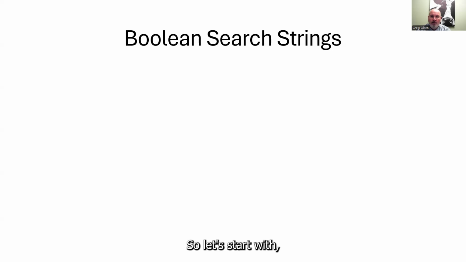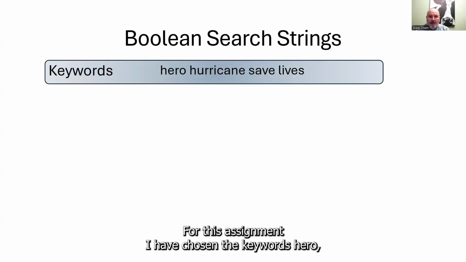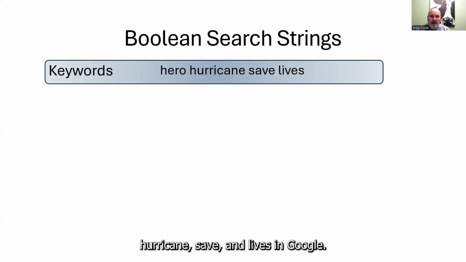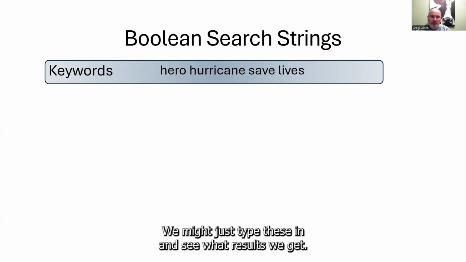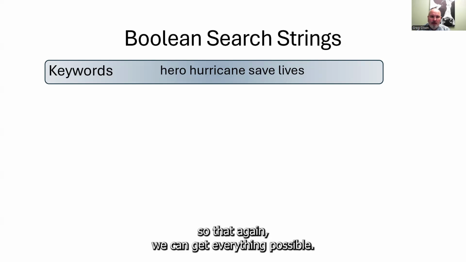So let's start. We're going to have four parts to a Boolean search. We're going to start with the keywords. For this assignment, I have chosen the keywords hero, hurricane, save, and lives. In Google, we might just type these in and see what results we get. But there are certain ways that we need to construct our Boolean search string so that, again, we can get everything possible, then narrow down to just the articles that we want. So I start with these keywords.